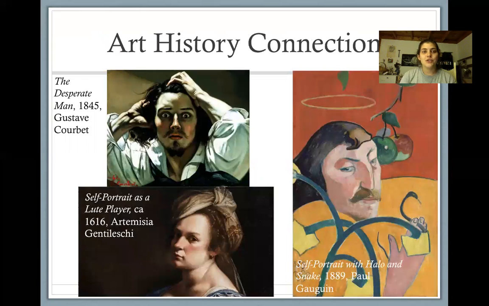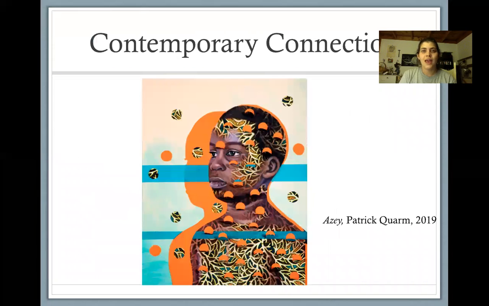So we have the art history connection. Largely, self-portraiture was mostly used in Europe. So we have some excellent self-portraits here that I think do use a strong degree of symbolism, either in their lighting, in their nature. And then we have a contemporary connection. Patrick Quorum, I hope I'm pronouncing it right, is not a self-portrait artist, but he is a symbolic portrait artist who has such beautiful thoughts on how identity relates to image.